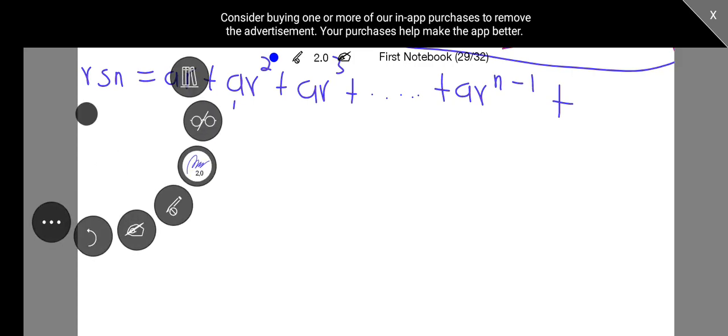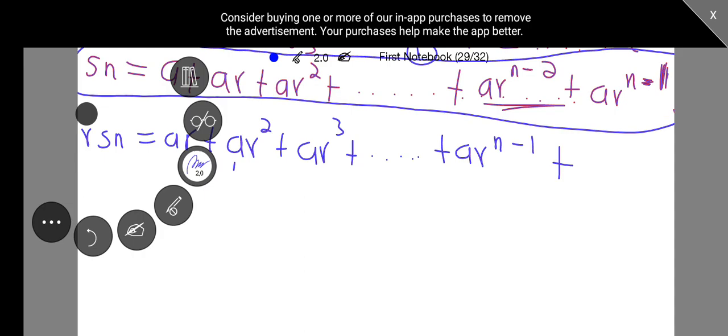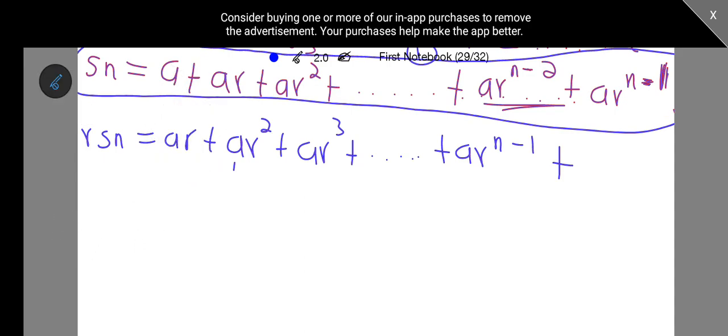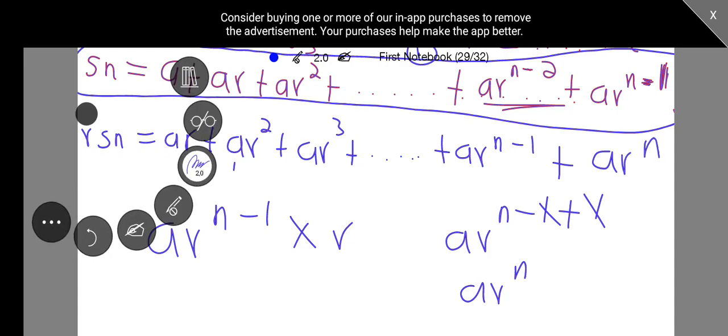Plus, now we are going to multiply the last term. What is the last term? It is this. We're going to multiply it by r as well, because we said we're multiplying everything in the first equation by r. So we're going to have ar to the power of n minus 1 multiplied by r. And we're going to keep the r and add the exponents. The 1 cancels the 1. We're left with ar to the power of n. You see? So here we have ar to the power of n. So that is it.